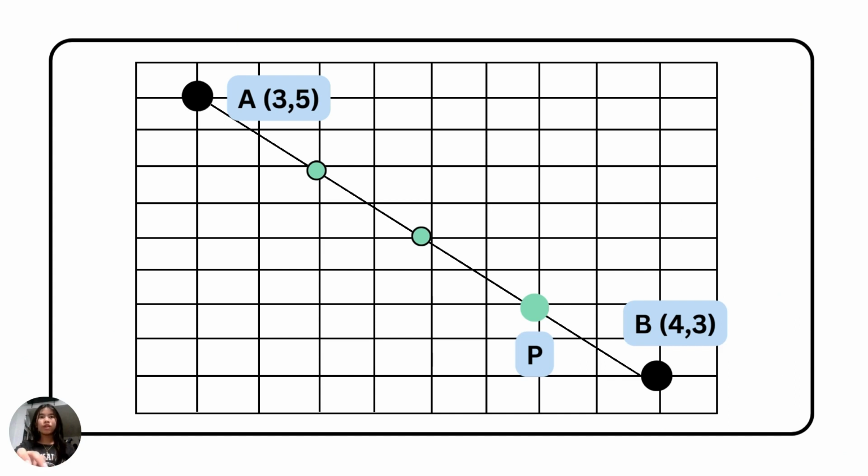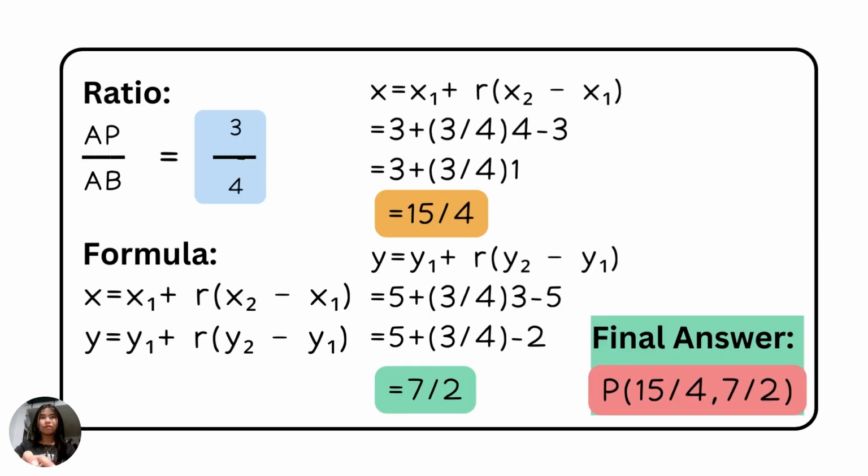Here is the illustration of the given problem. Point A, which is x sub 1 is 3 and y sub 1 is 5, and point B, which is x sub 2 is 4 and y sub 2 is 3, and the point P that we will be finding. First, we will find the ratio, which is AP over AB, and then we will substitute it and it will become 3 over 4.